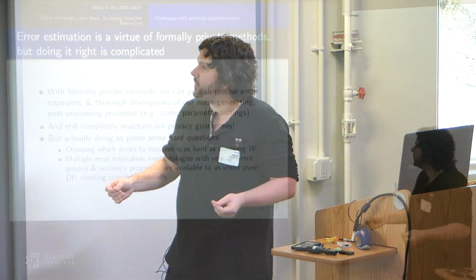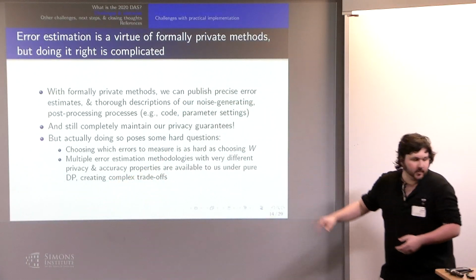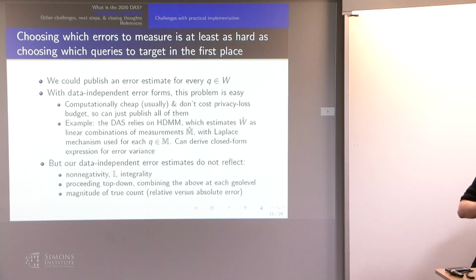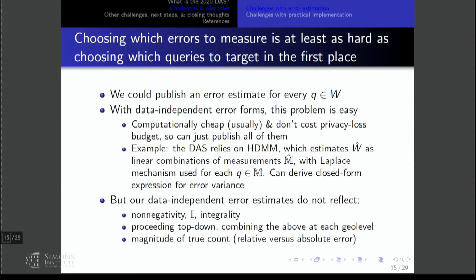We want to be able to do that because that's not the point, but it is a nice side benefit of adopting formally private methods. Unfortunately, doing this poses some hard questions, and I think these last two things are a little bit redundant, so I'll talk about them in a second. So why is it hard to do this in practice?